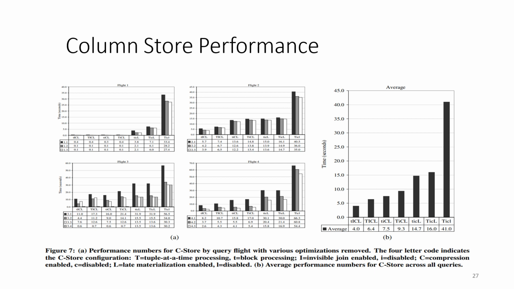Column store performance. In figure A, it describes the performance numbers of C-Store by query flight with various optimizations removed. The four-letter code indicates the C-Store configuration. T equals tuple-at-a-time processing, small t equals block processing, I equals invisible join enabled, small i equals disabled, C is compression, small c is disabled, L is late materialization enabled, and small l is disabled. In the figure, we describe the average performance numbers of C-Store across all queries.